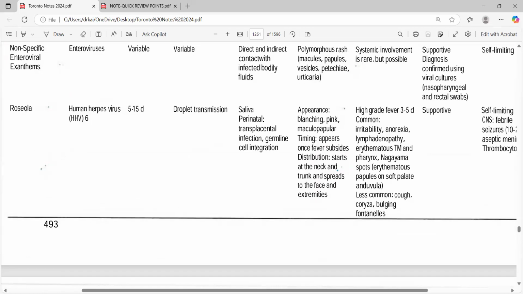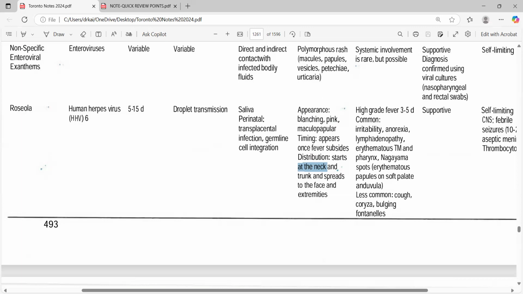Anyways, then human herpes virus, how does it look? This is basically a blanching pink maculopapular rash. It appears after fevers, and it usually starts at the neck. The main important thing is you need to know where measles, roseola, and varicella, like chicken pox, start from. From the starting point, they will tell you this fever rash started from the neck, this rash started from the forehead, this rash started from the hand. So that's how you can make the diagnosis.